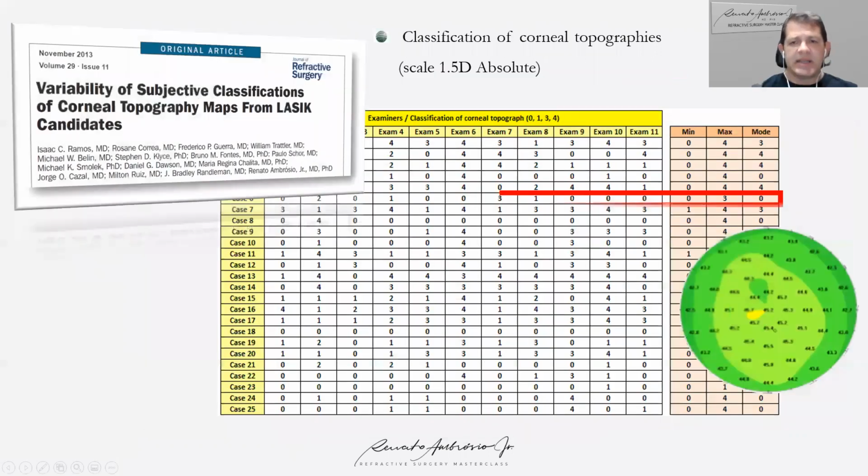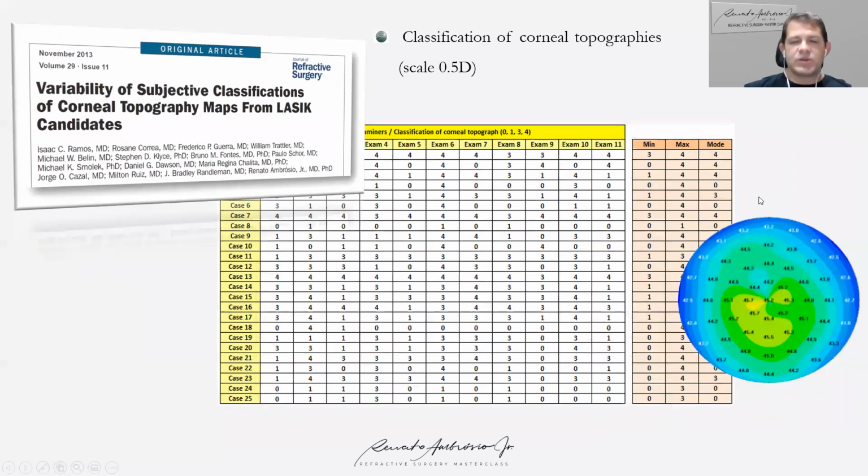Interestingly, this case led us, because a lot of people would say that this little yellow here is pathognomonic for forme fruste keratoconus, and I was really motivated to do this study. We sent 25 topography maps to 11 experts, all of them fellowship-trained corneal refractive surgeons, and the variability was huge, from 0 to 3, and the mode was 0. We asked the colleagues to do the same work for the same cases, but with a different scale. Here, case number 6 varied from 0 to 4, but still the mode was 0.